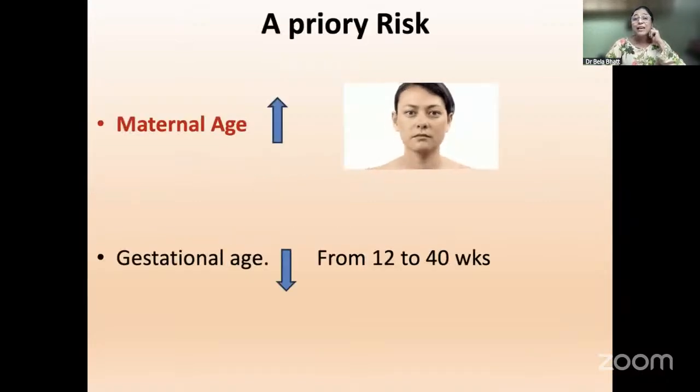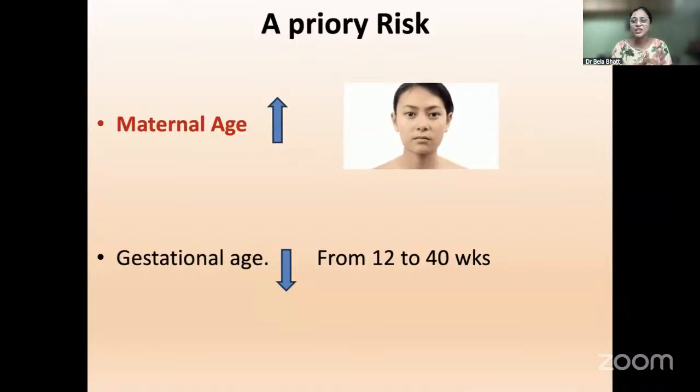Remember, a priori risk is the risk that the fetus has of having common chromosomal problems, and that is related to maternal age and gestational age. With maternal age, the risk of trisomy 21, 18, 13 increases, and it is seen more when the maternal age is more than 35. But the major chunk of our population is below that. So screening for aneuploidy is universal and for every woman. Otherwise, we are going to miss many of the Down syndrome cases.